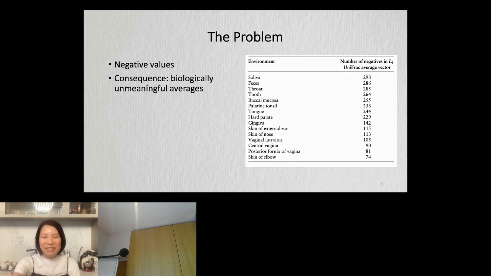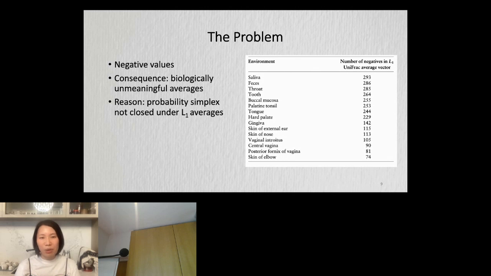And why is this happening? What actually went wrong? The problem lies in taking the L1 norm, because mathematically, the probability simplex is not closed under L1 averages, which means that when I take the L1 average, which is the median, in the L1 UniFrac space, and when I try to reverse aggregate it, I might not get a point that lies in the distribution space. It might be somewhere outside of it, right?